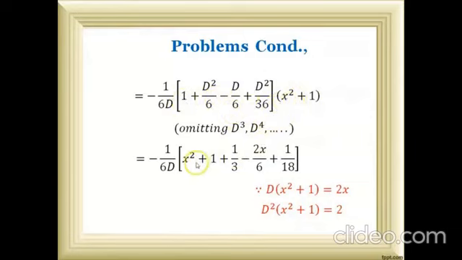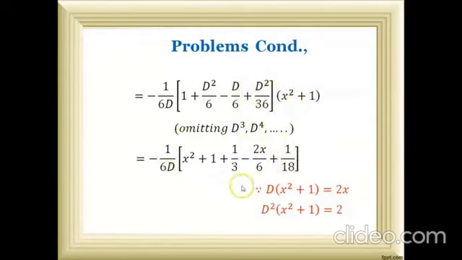1 into x square plus 1 becomes x square plus 1. D square of x square plus 1 value is 2. So therefore, 2 by 6 is 1 by 3. So D of x square plus 1 value is 2x. So 2x by 6 here. D square of x square plus 1 is 2. So therefore, 2 by 36 becomes 1 by 18.